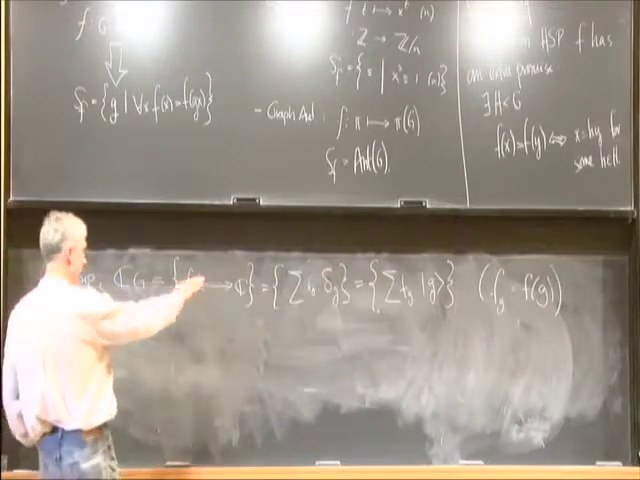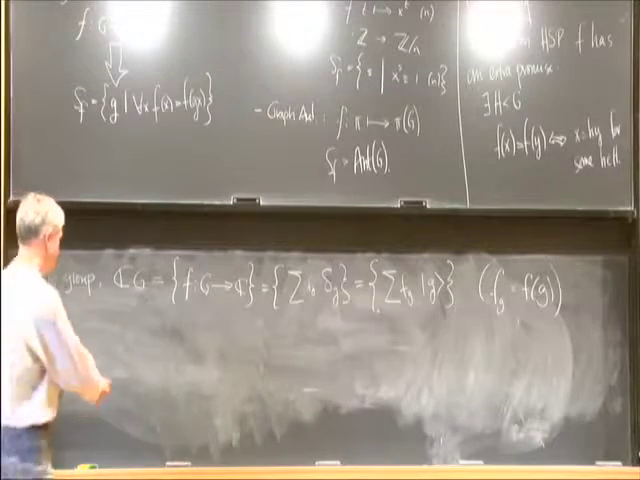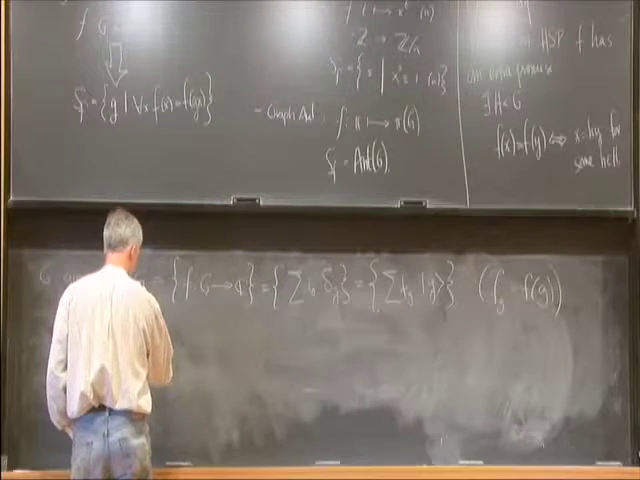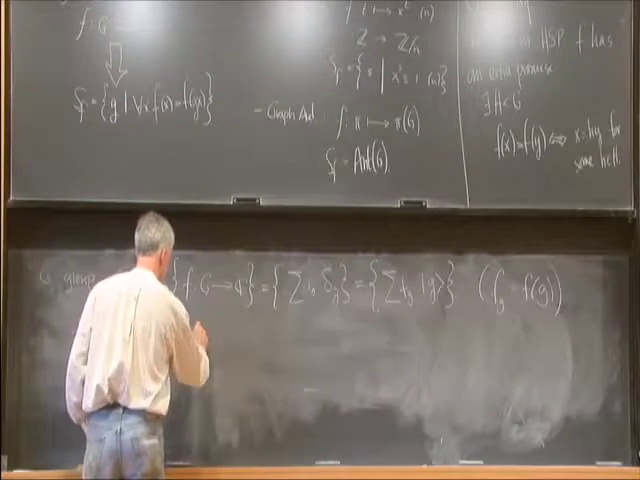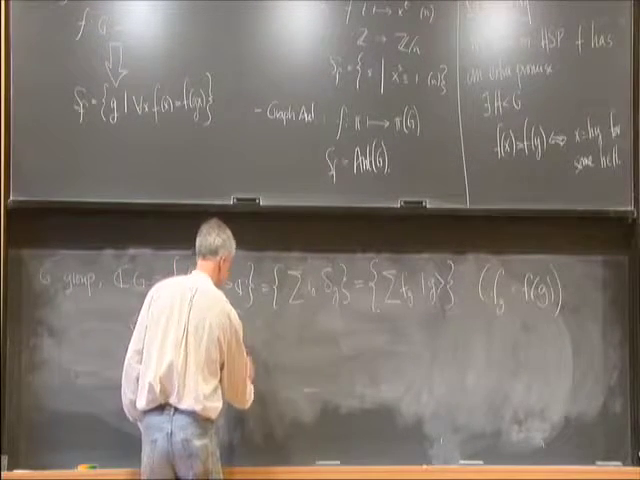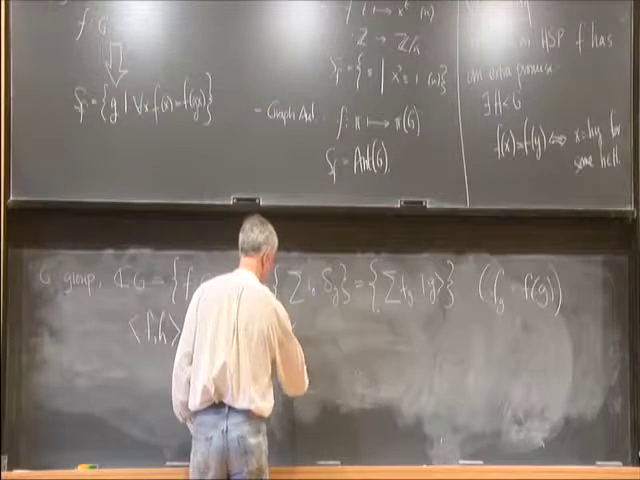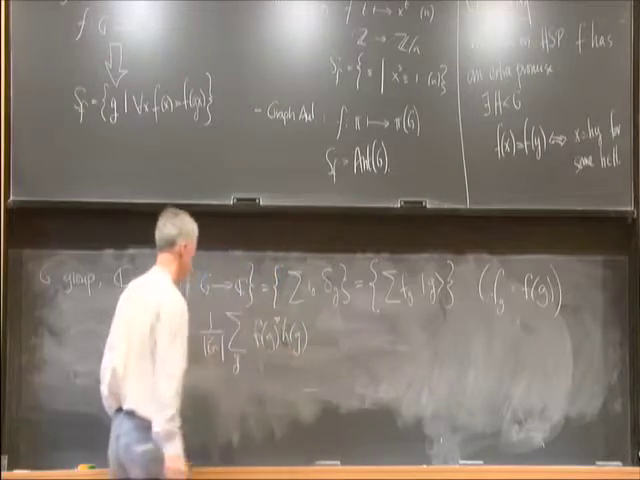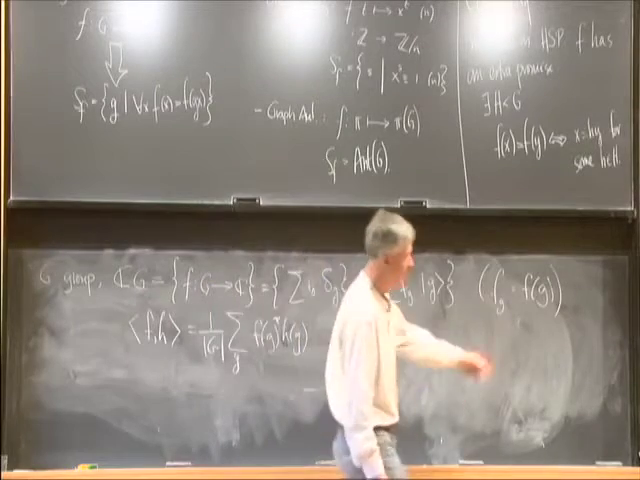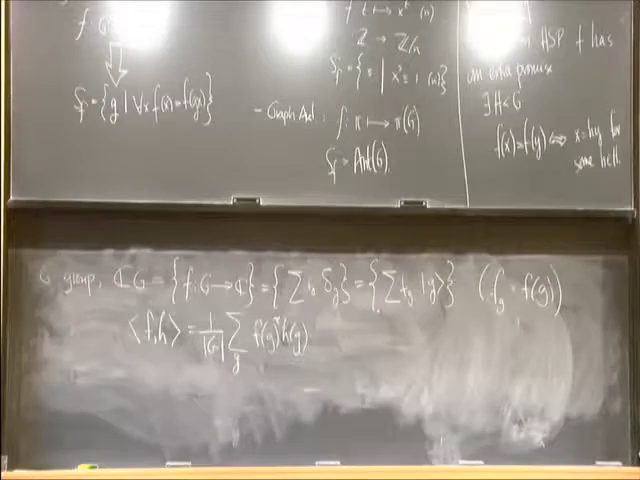And the one thing I'd like to say right now about this space of functions is that you can put a natural inner product on this space. So you can define an inner product of f and h as 1 over |G|, the sum over all little g in G. And that gives a notion of length on this space. Okay, so having said that, let me return now to how our poor man's quantum computer works.